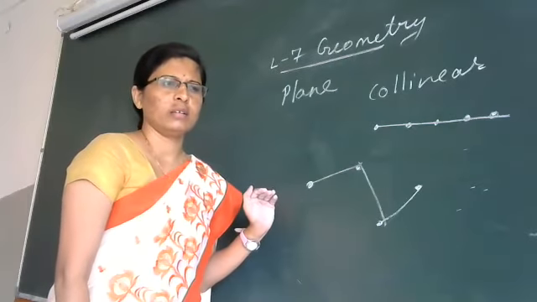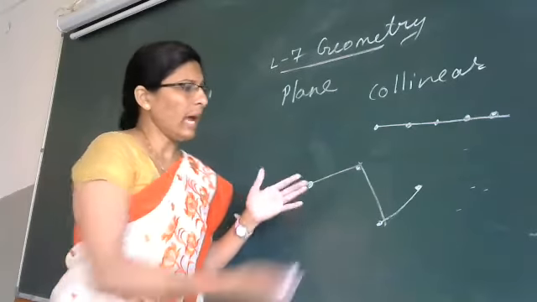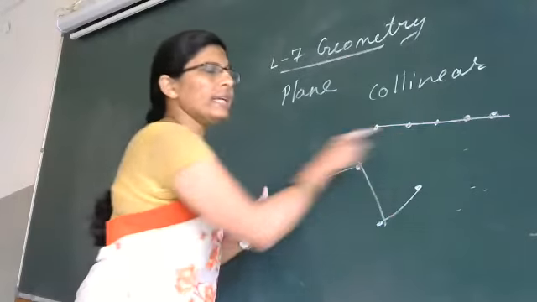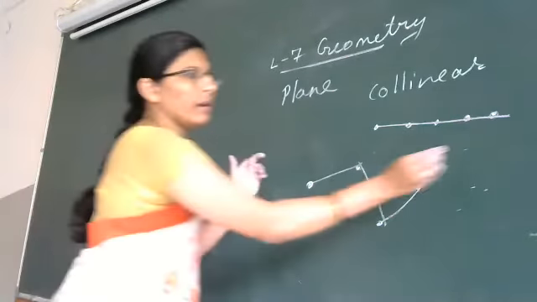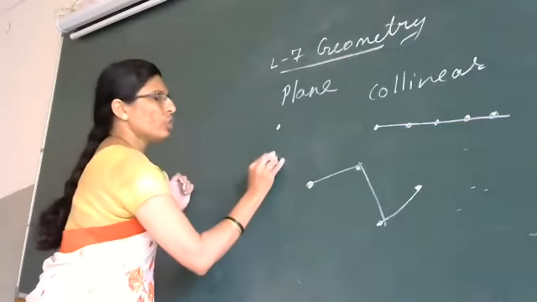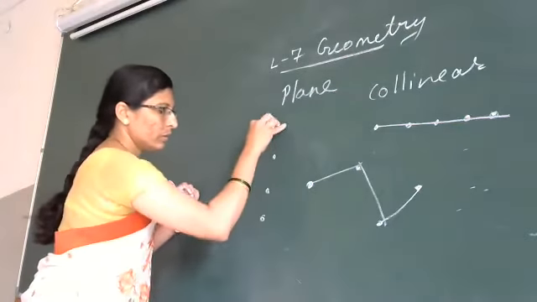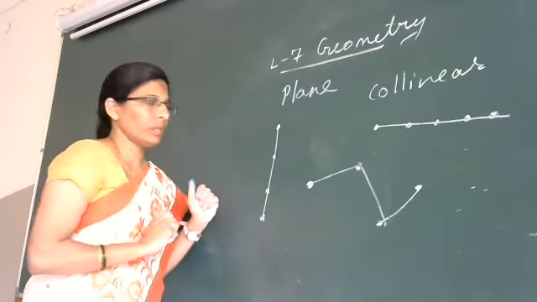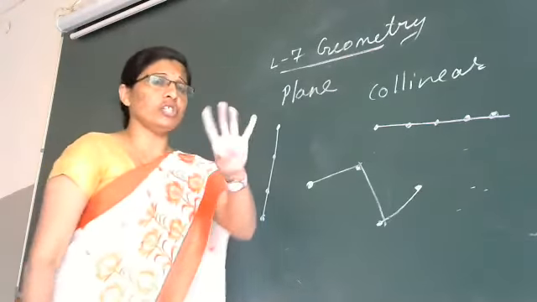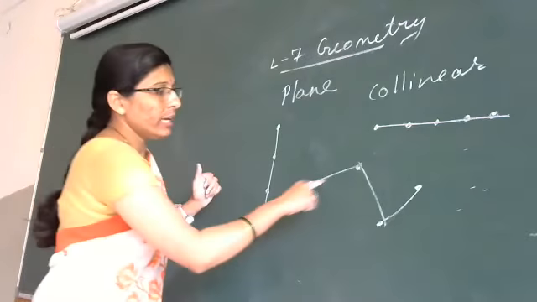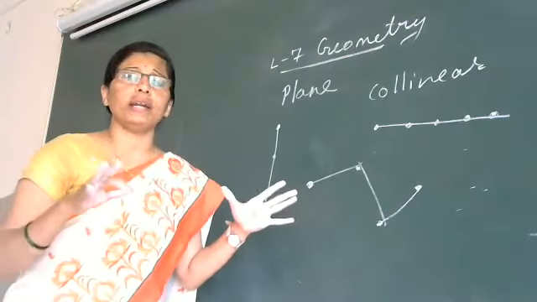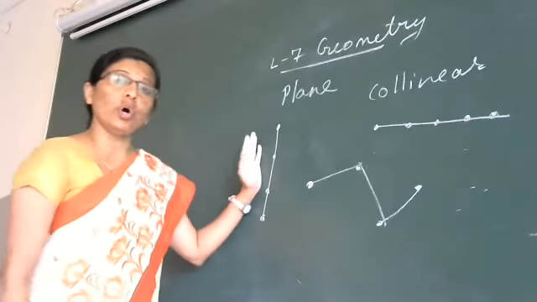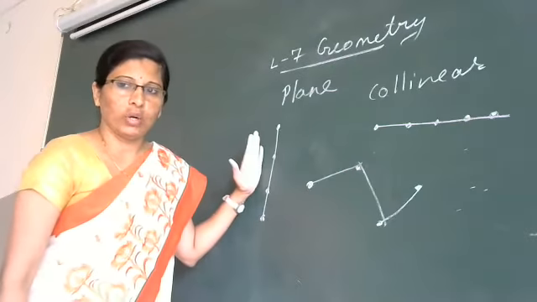Ma'am, but it is not a plane. This means anyhow it is. Points are arranged in a straight line. You can arrange these points like this also. I am getting a straight line. Four points I have arranged which are in a straight line. These four points are not in a straight line. Anyhow it is arranged. This is non-collinear. This is collinear.